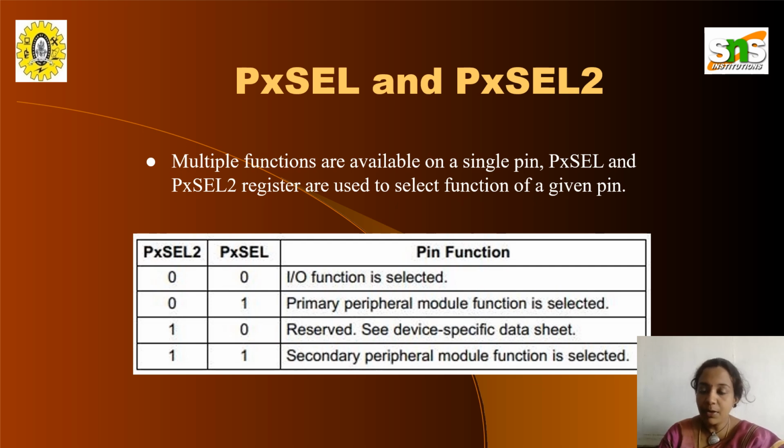PxSEL and PxSEL2. So the combinations are 0 0, 0 1, 1 0 and 1 1. So input output function is selected for the 0 0 option. For the 0 1 option, primary peripheral module function is selected. For 1 0, reserved, refer to the device specific data sheet. For 1 1, secondary peripheral module function will be selected.